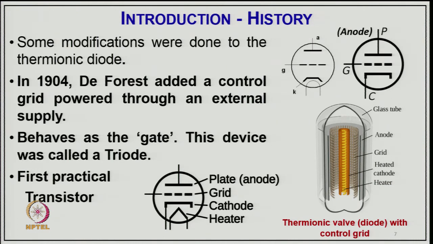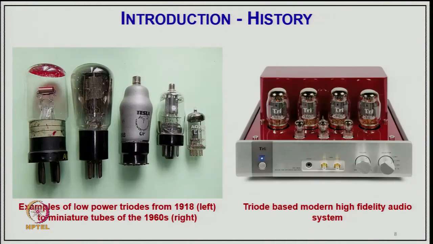In 1906, De Forest added a control grid powered through an external supply that behaves as a gate, which you can see as a symbol here, and this device was called a triode. It was the first kind of device equivalent to what we call the transistor, and you are able to control the flow of current from anode to cathode, as you can see in the symbol as well as the structure of it.